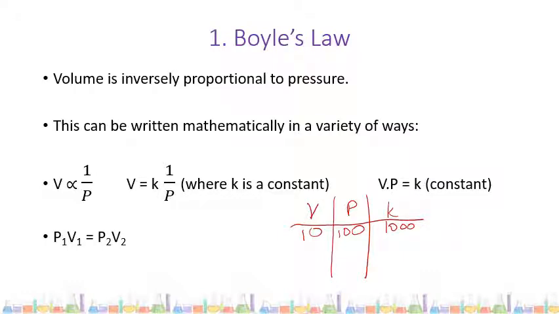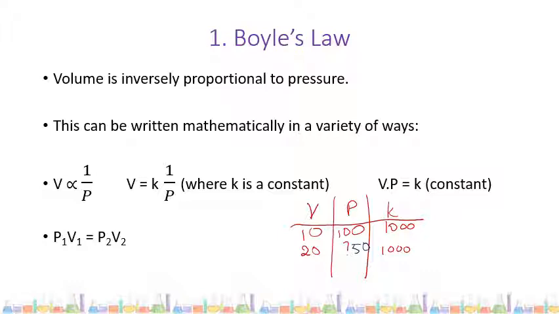This becomes useful when you're given another set of conditions. If I said to you that the volume was now changing to 20 centimeters cubed, and work out the pressure for me, you would know that its volume multiplied by pressure values are equal to 1000. So you can work out the pressure by doing 1000 divided by 20, which will give you 50 kilopascals.